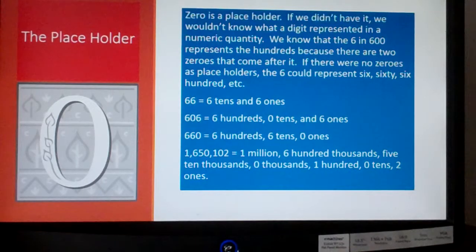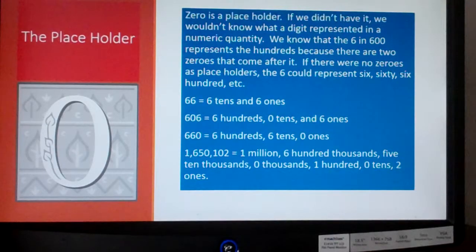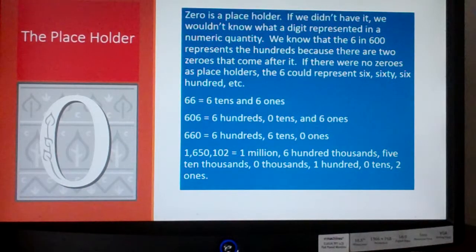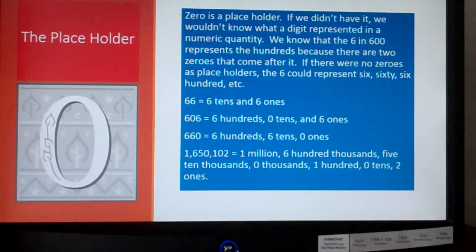The placeholder. 0 is a placeholder. If we didn't have it, we wouldn't know what a digit represented in a numeric quantity. We know that the 6 in 600 represents the hundreds because there are 2 zeros that come after it. If there were no zeros as placeholders, the 6 could represent 6, 60, 600, etc. 66 equals 6 tens and 6 ones. 606 equals 6 hundreds, 0 tens and 6 ones. 660 equals 6 hundreds, 6 tens and 0 ones.